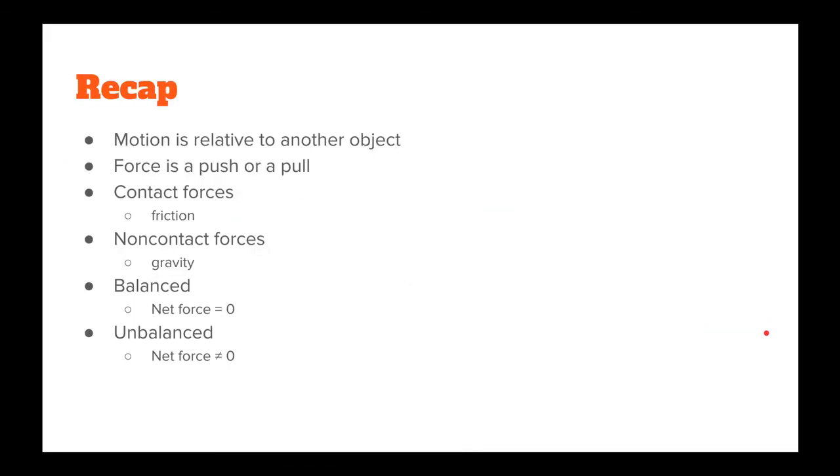So a quick recap: motion is relative to another object, so when you're describing motion, you have to say something is moving relative to another thing. Force is a push or a pull. There are 2 types of forces, contact forces and non-contact forces, and there are balanced forces and unbalanced forces. Balanced forces are when the net force is 0, and unbalanced forces are when the net force is not 0.